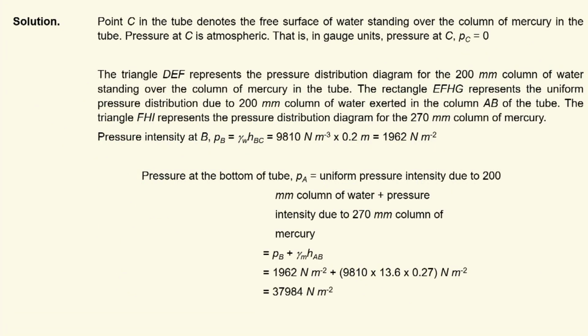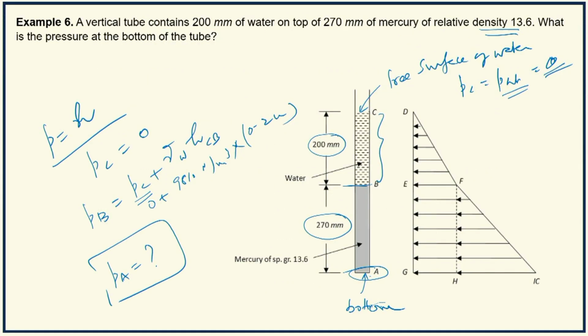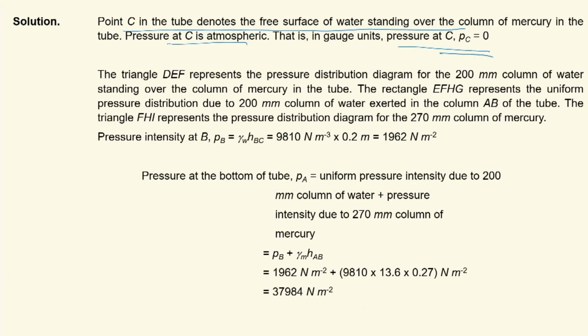So, point C in the tube denotes the free surface of water standing over the column of mercury. So, pressure at C is atmospheric, that is, in gauge units, pressure at C is equal to 0. Now you can draw the pressure distribution diagram. Here it is 0, and at B the pressure intensity is marked by this, that is PB. The triangle DF represents the pressure distribution diagram for the 200 millimeter column of water standing over the column of mercury in the tube.